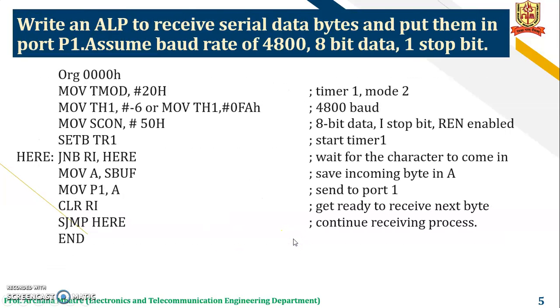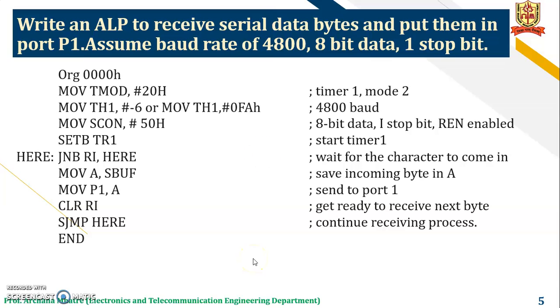Now here is the program to receive serial data bytes and put them in port 1. Assume baud rate is 4800, 8-bit data and 1 stop bit. ORG is the start of the program, ORG 0000H. Then MOV TMOD, #20H, that means the 20H value is moved into the TMOD register. It indicates Timer 1 is selected with mode 2. Then the TH1 value should be -6 or 0FAH, indicating a 4800 baud rate.